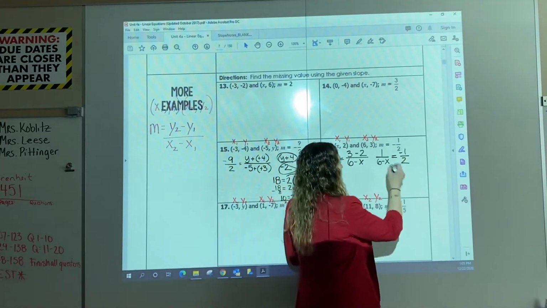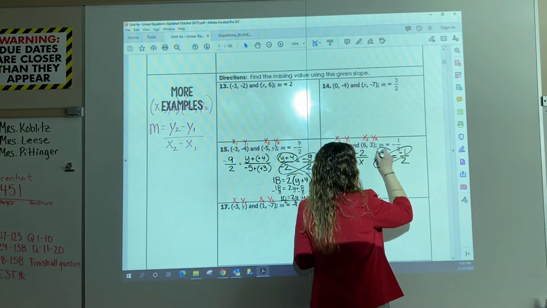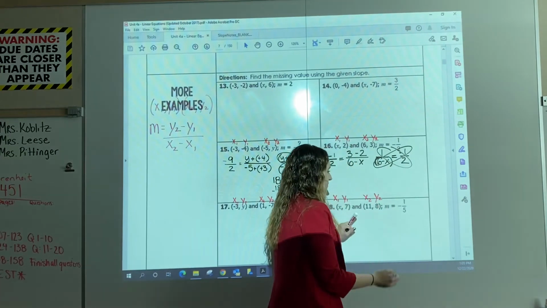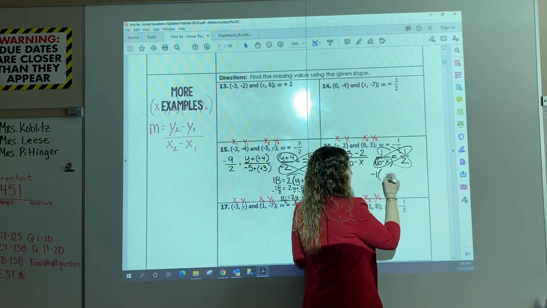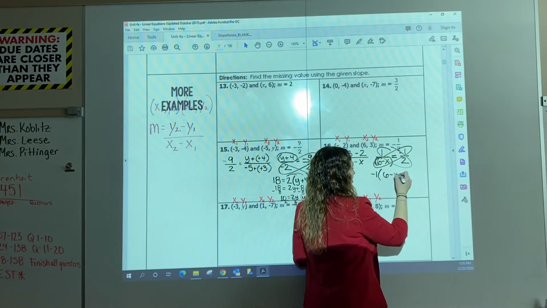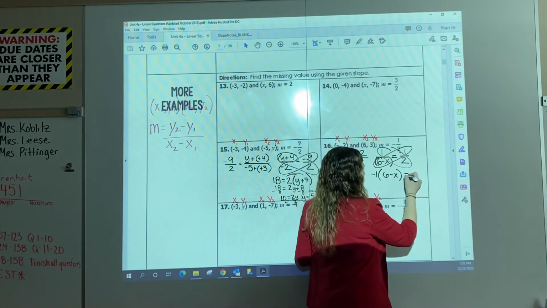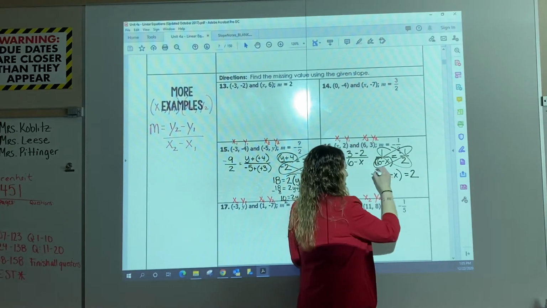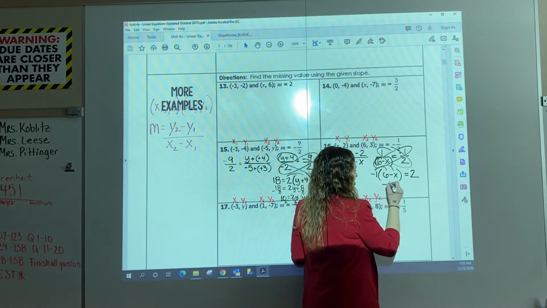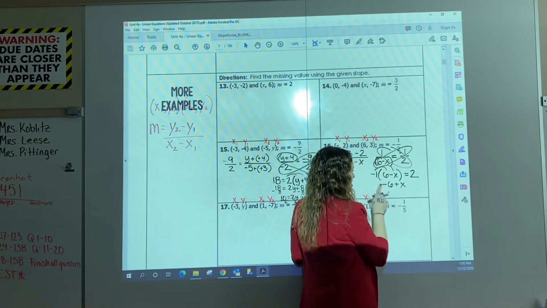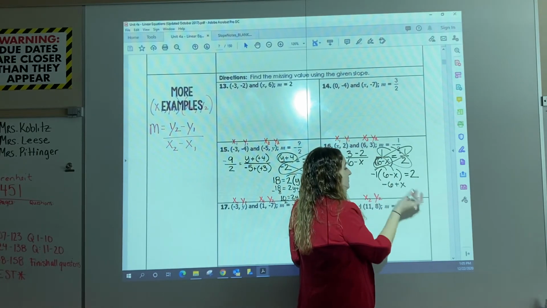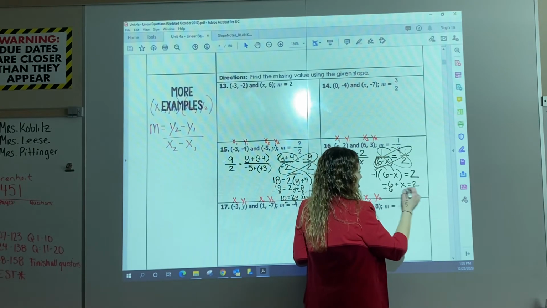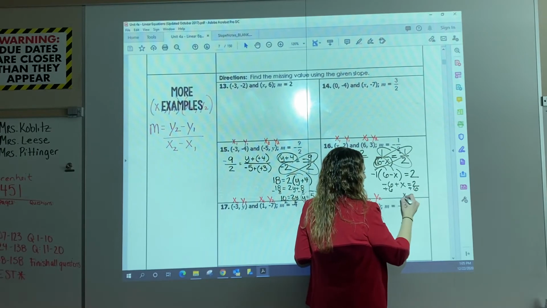Now I'm gonna cross multiply. Anything that has more than one term, I need to package with parentheses. So I have negative 1 times the quantity, 6 minus x, equals 2 times 1, which would give me 2. I need to distribute, giving me negative 6 plus x, because a negative times a negative is a positive, equals 2. And then all I have to do is add 6 to both sides, and I get x equals 8.